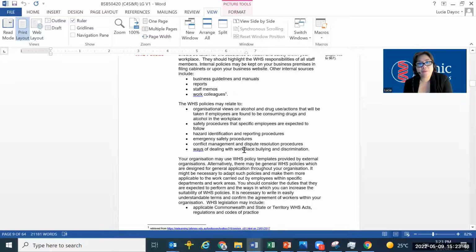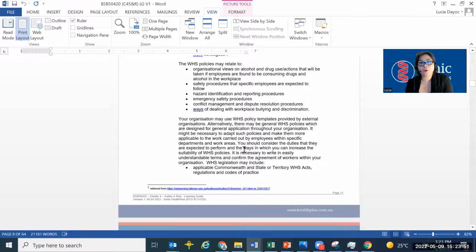So there's so much involved in making sure that communication is always on point when it comes to work health and safety. Now, also templates. Certain organizations have different templates for different things. They either made them, or they may have taken them from external organizations or sources. There are also policies, which you could say are general, designed for general application throughout your organization, and they will customize it depending on the situation.